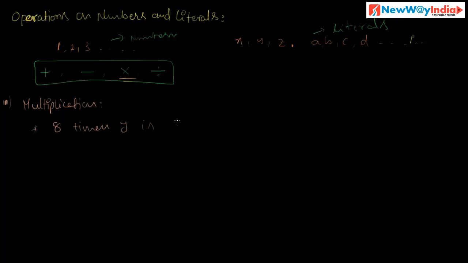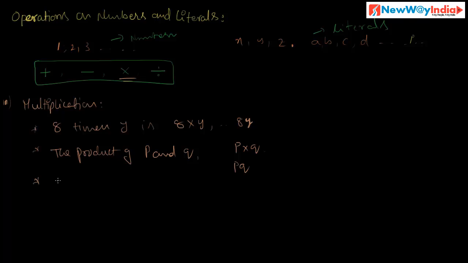is written as 8 into y, that is 8y. In the same way, the product of p and q is written as p into q, that is pq. This is the multiplication on two literals or two numerals or literals and numericals.